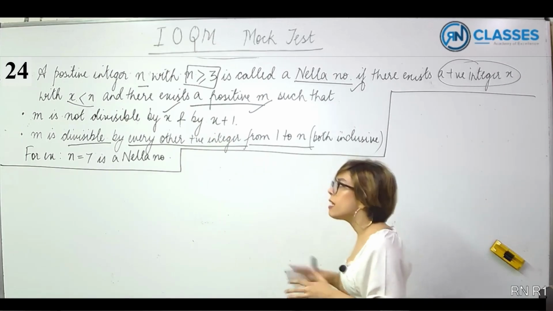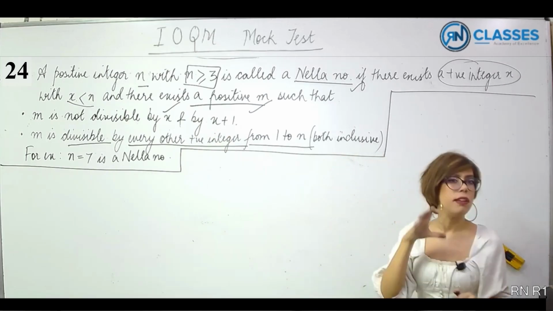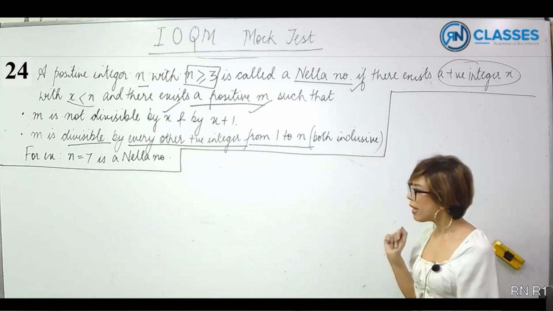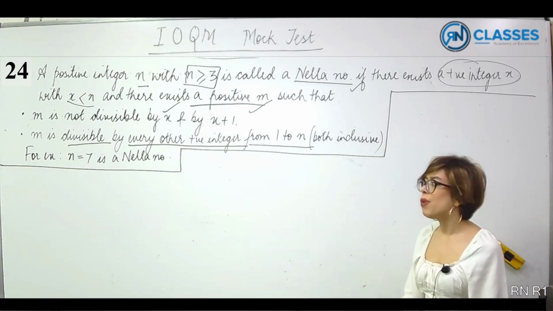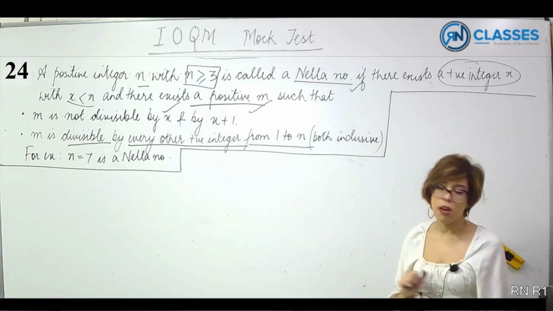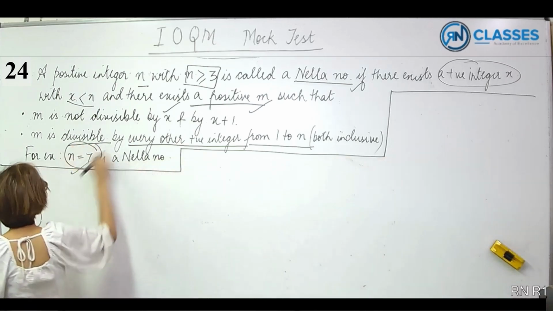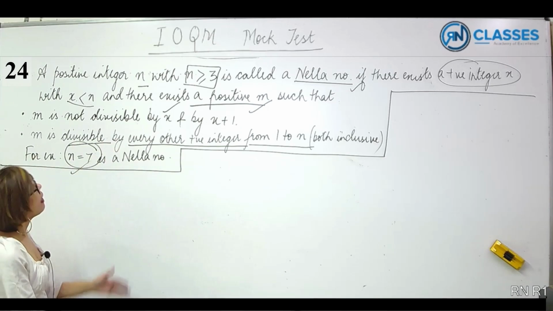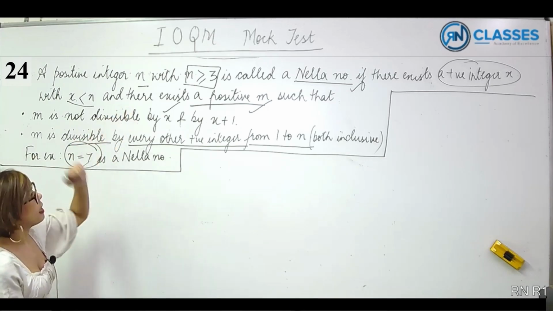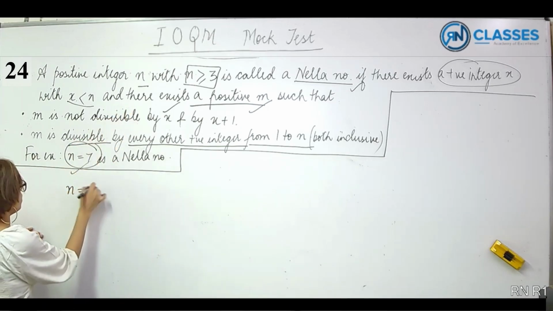Right? Now when I read this statement, I am unable to understand it better. What I can do is, he says that n equal to 7 is a Nella number. Let me just analyze it. How is n equal to 7 a Nella number? Let me check. N is a positive number greater than or equal to 3. So n is equal to 7.